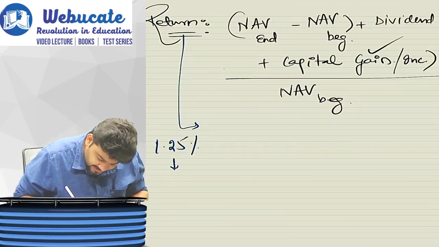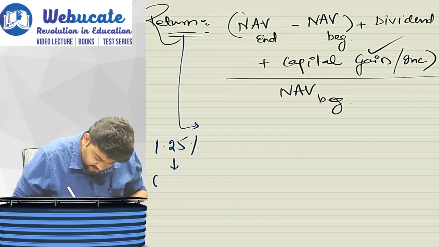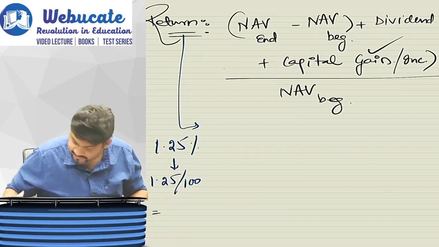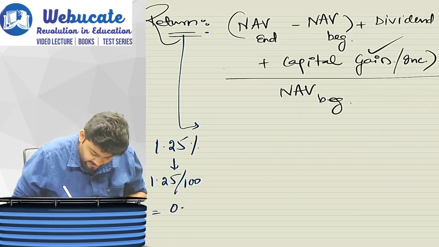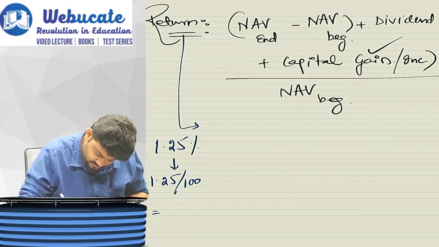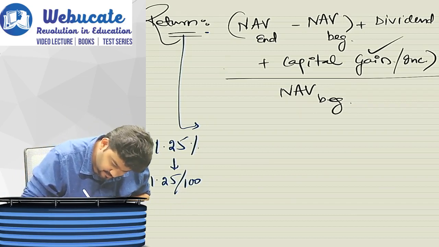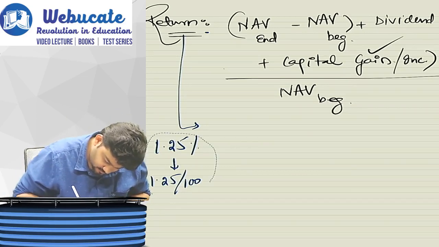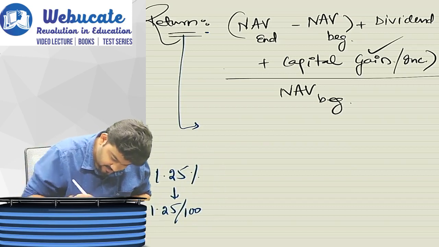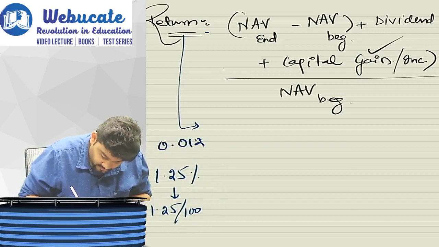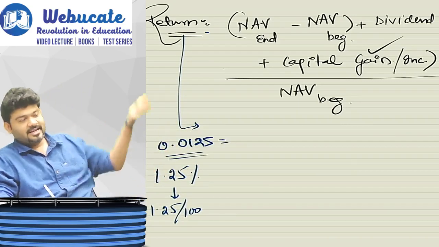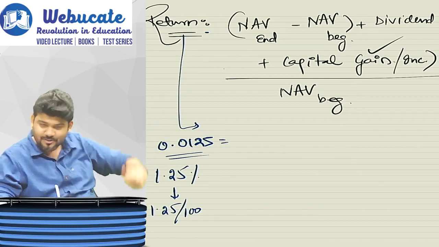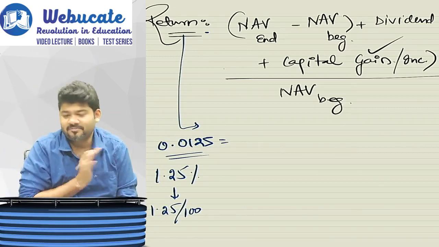1.25% can be written as 1.25 divided by 100. Percent means divide by 100. So, which is equal to how much? It is 0.0125. So, we'll write here 0.0125 is equal to. I always use this. Because suppose if I write percentage here, then I have to write multiply by 100, which I usually forget. So, this is my comfort way.